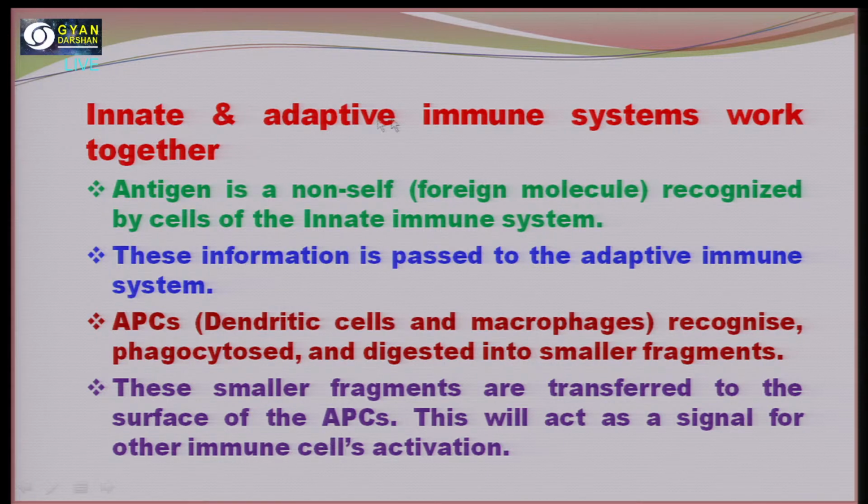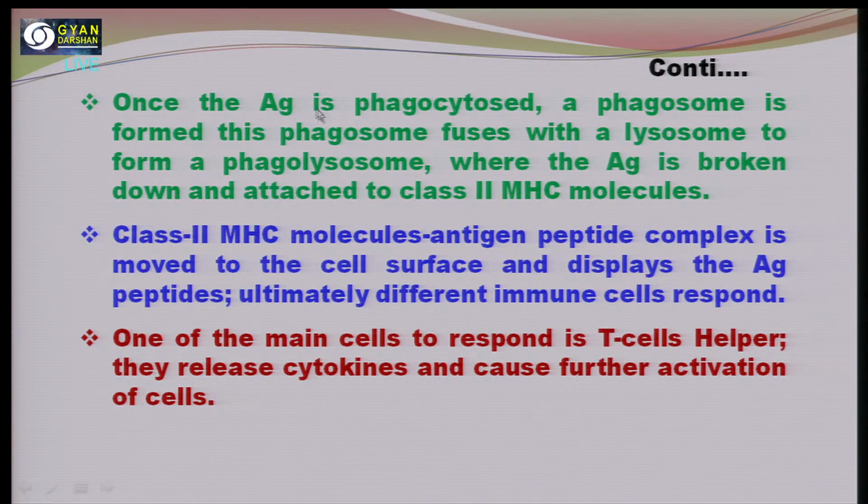So the innate and adaptive immune systems work together. Basically, the adaptive immune system as well as the innate immune system work together, and then they are able to kill the pathogens. Once the antigen is phagocytized and the phagosome is formed, this phagosome fuses with the lysosome to form the phagolysosome, where the antigen is broken down and attached to the class 2 MHC molecules. The class 2 MHC molecule antigen peptide complex is moved to the surface and displays the antigen peptide.